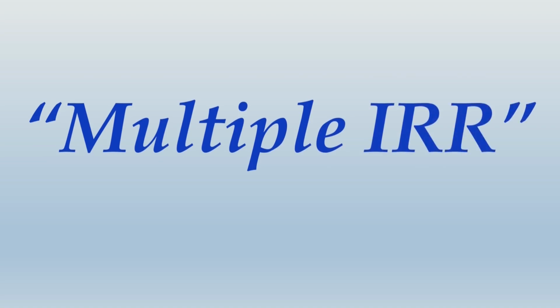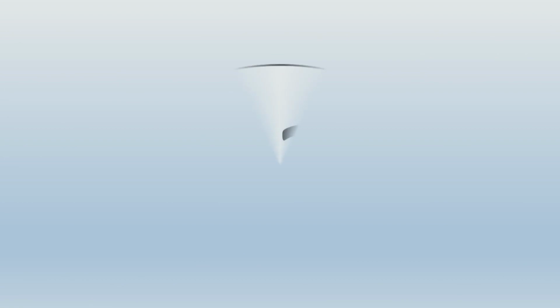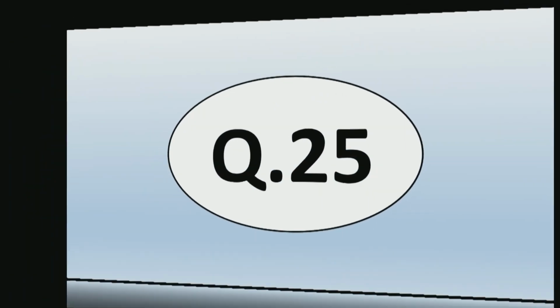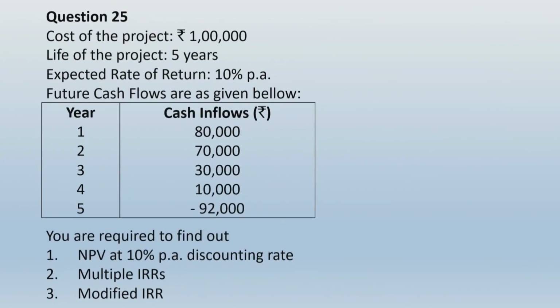Let us move ahead and now take up the last concept of discussion over here, that is multiple IRR. In order to understand the concept of multiple IRR, let me directly take you ahead with a calculative example, a very important question, that is question number 25. Let us read this question. It says the cost of the project is rupees 1 lakh, the life of the project is 5 years, the expected rate of return is 10% per annum, and future cash flows are given as below.